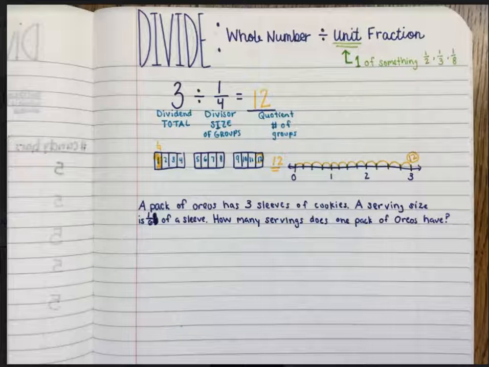It's got like 3 columns of cookies. A serving size is 1/6 of a sleeve. How many servings does 1 pack of Oreos have?